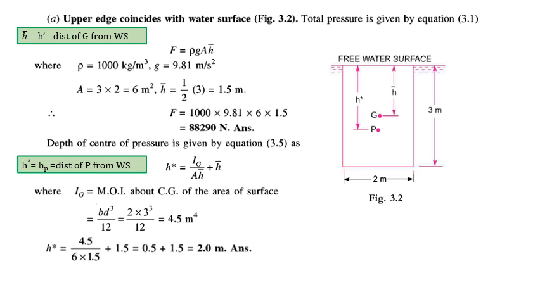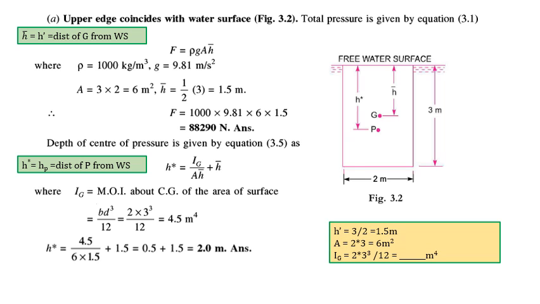So let's write down the given data first. H dash for a rectangular shape, we know the center of gravity lies at d by 2 distance. So it is 3 by 2, which is 1.5 meter. The area for the rectangle is 2 into 3, 6 meter square. And IG is for the horizontal axis passing through the center of gravity. For that, it will be B, which is 2 meter, into D cube, which is 3 meter, so 2 into 3 cube over 12. You can make out the calculation, and the rest is to substitute the values in the formula.